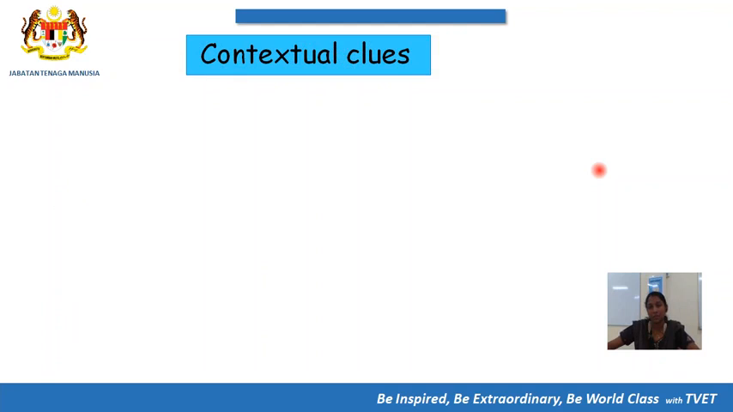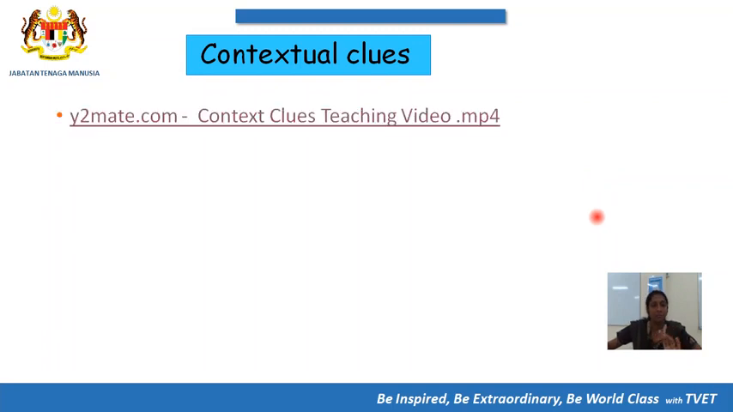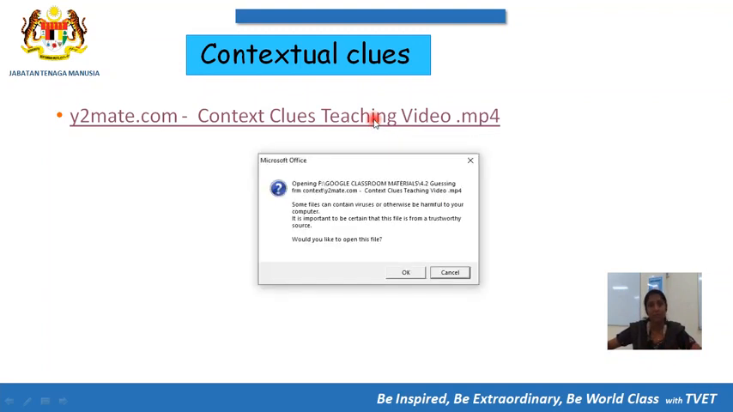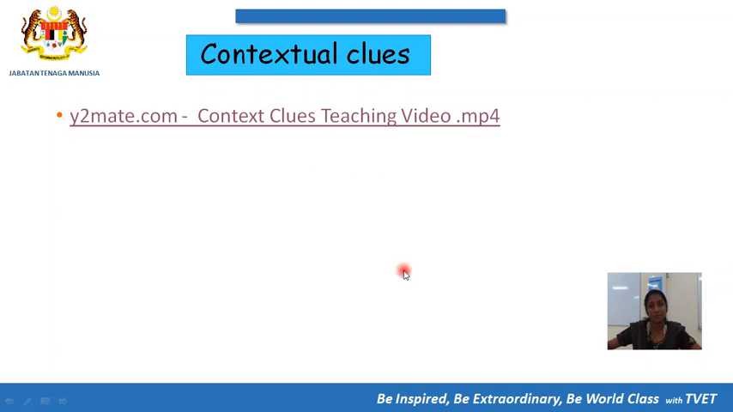What are we going to learn? Like I mentioned, we are going to learn the 4 types. But in order for you to understand, some of you are still clueless. I've not heard about this word. So what is it about contextual clues? Let's watch this video. Probably you'll understand better, or you will get an idea of it. Let's watch.